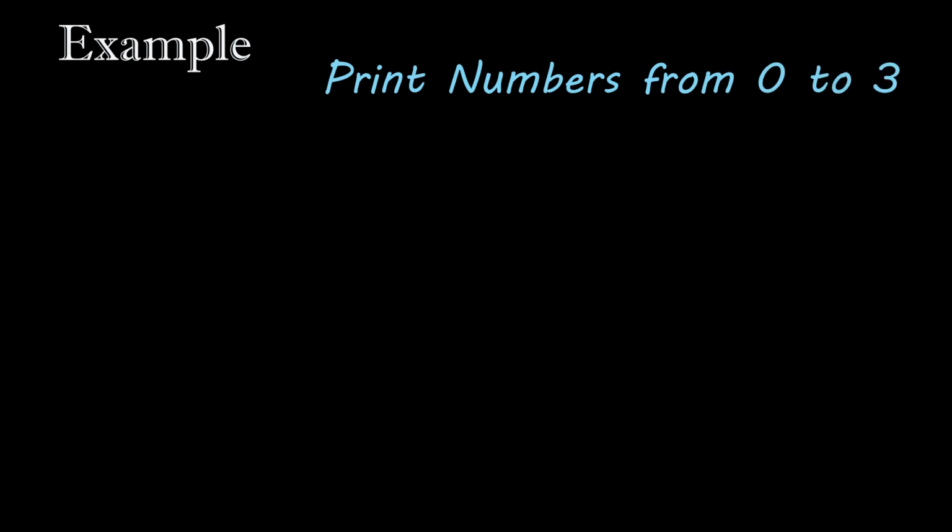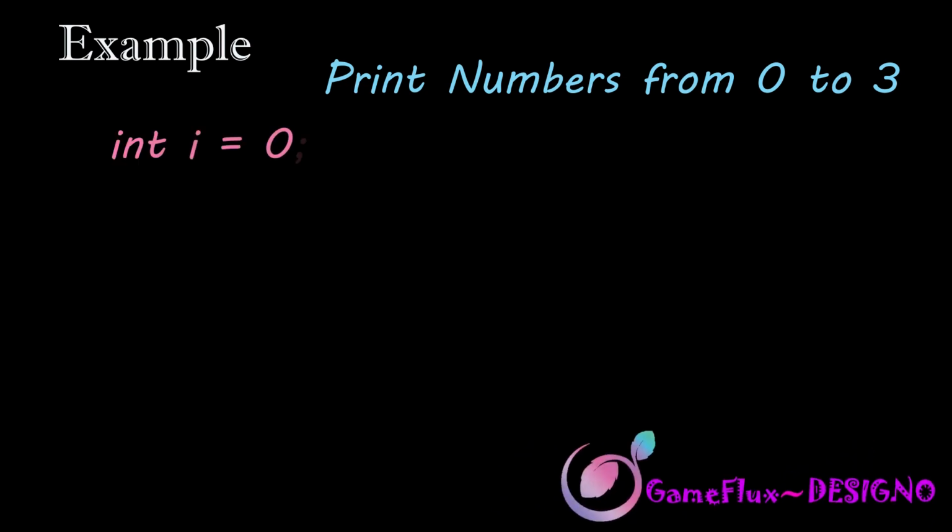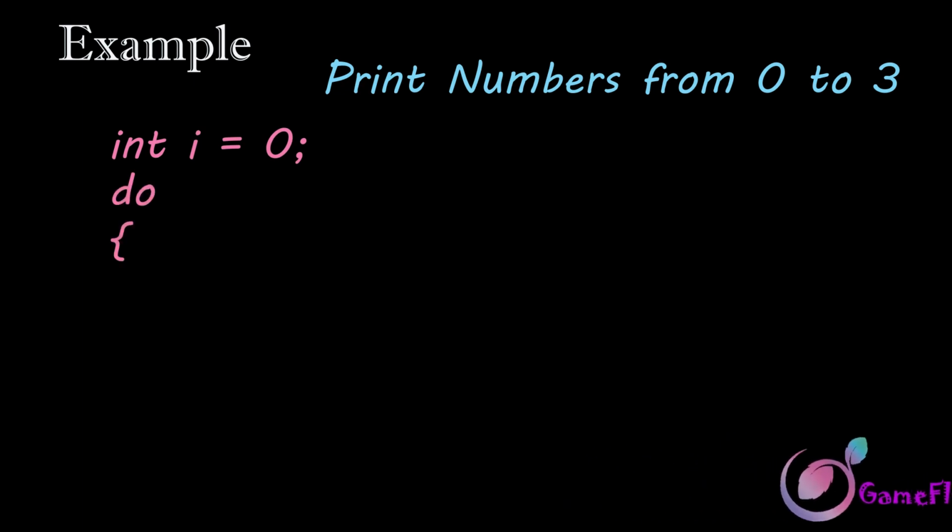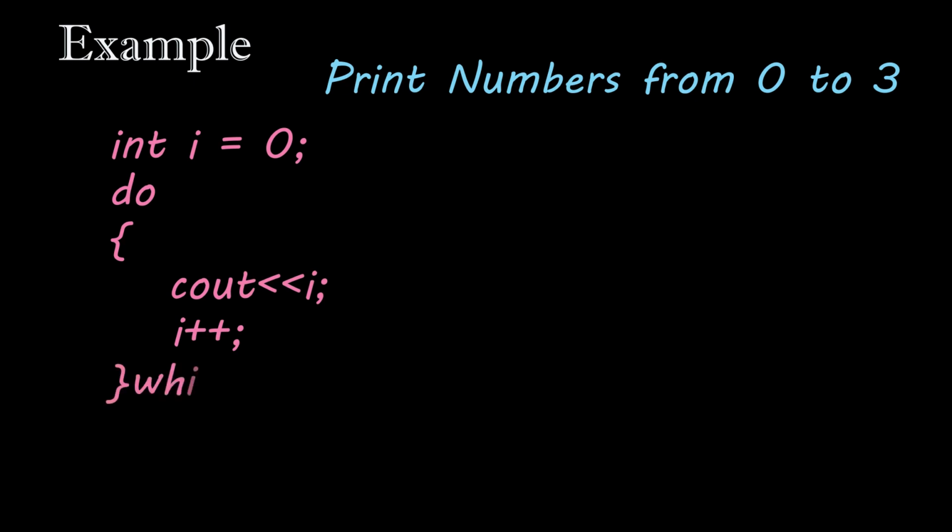Let's take an example. Suppose you want to print numbers from 0 to 3. Initially, the number is 0. Let's say i is equal to 0. Then we write the do-while loop. We write the do keyword. Then we have to write statements, so as we have to print i, I write cout i. Then i is incremented. Then the while keyword to write our condition. As in our case, we want numbers 0, 1, 2 and 3, so as we want the numbers starting with 0 and less than or equal to 3, we write i is less than or equal to 3. This is our condition.